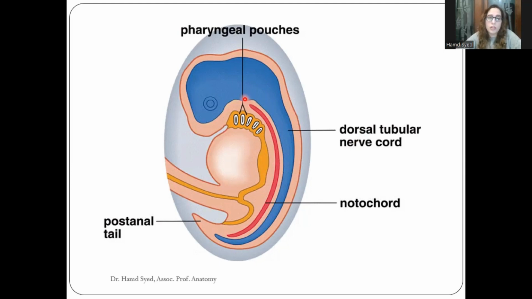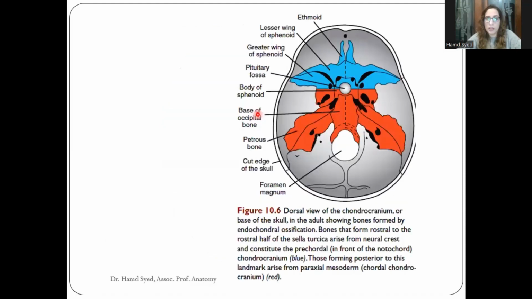So the part which is anterior to this superior part of notochord, that is the precaudal chondrocranium, and behind it would be the caudal chondrocranium. So let's now look at the skull from the interior aspect. From the inner aspect, we are looking at the bones present in the base of the skull, and we can see that this here is now the sella turcica, that is the pituitary fossa, which contains the pituitary gland.